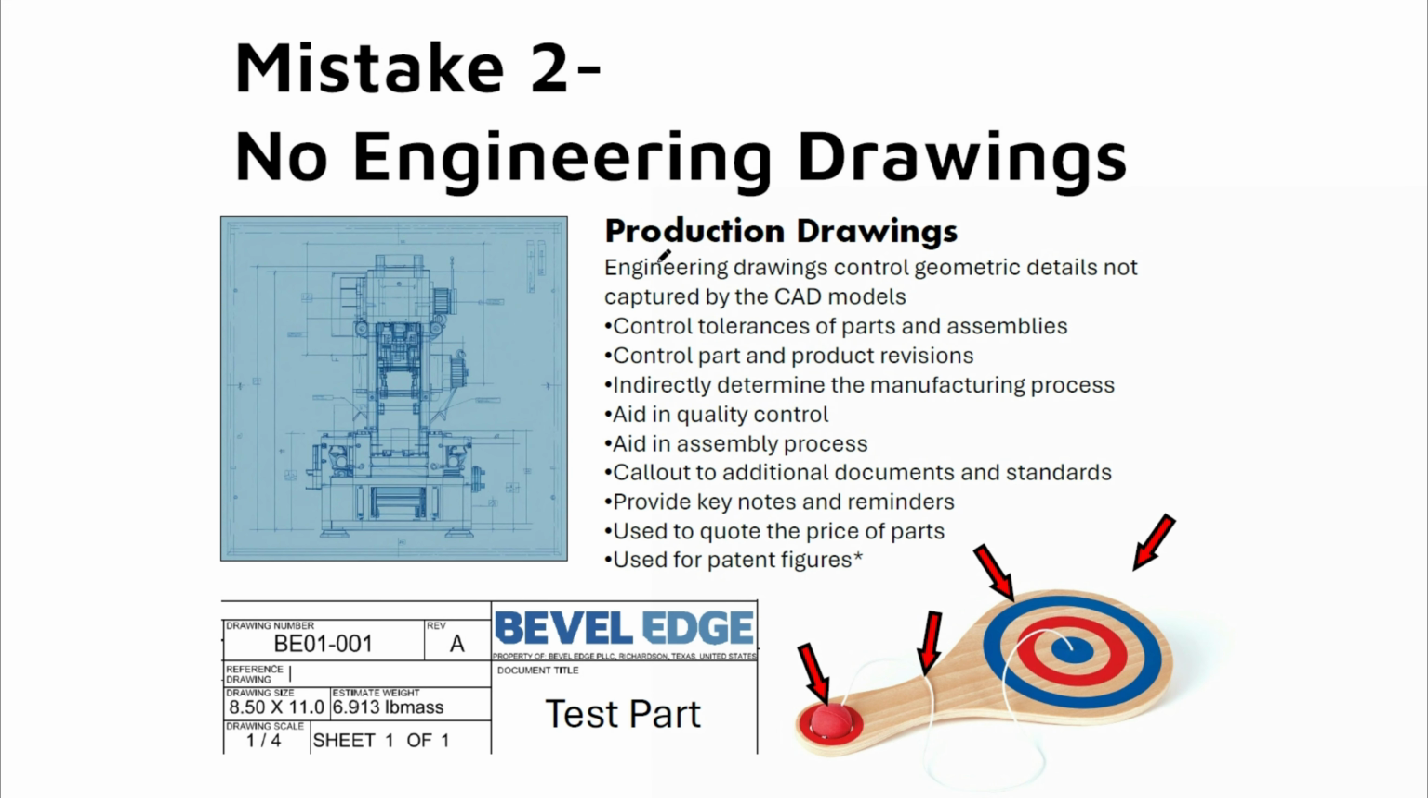Okay, let's go through these bullet points here. Basically, engineering drawings control geometric details that are not captured in your CAD model. So your CAD model is going to be a perfect shape, perfect size, perfect orientation, perfect locations. Everything is perfectly controlled because it's computer simulated. But when the part comes out, it is not perfect, and that is where the engineering drawing helps. What deviation from perfect is acceptable?